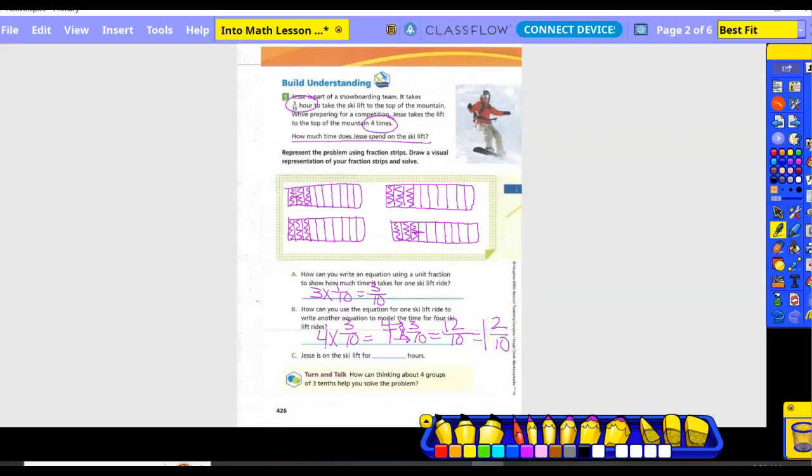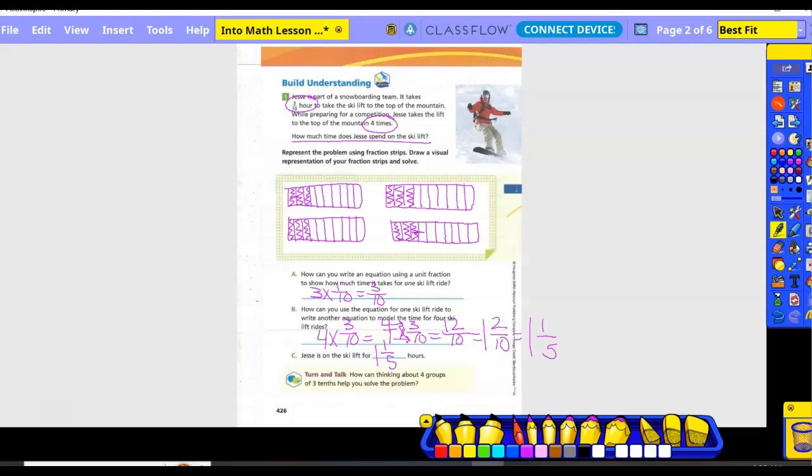Do I need to simplify that? Yep. What goes both into 2 and 10? 2. So that would be what? 2 goes into 2 how many times? 1 time. 2 goes into 10 how many times? 5 times. So Jessie is on the ski lift for 1 1/5 hours.